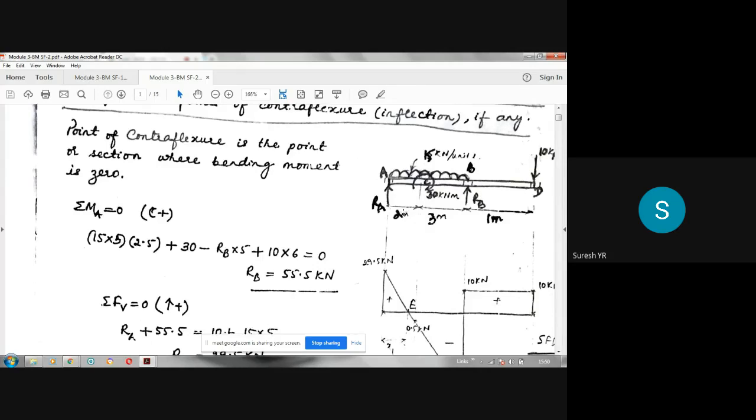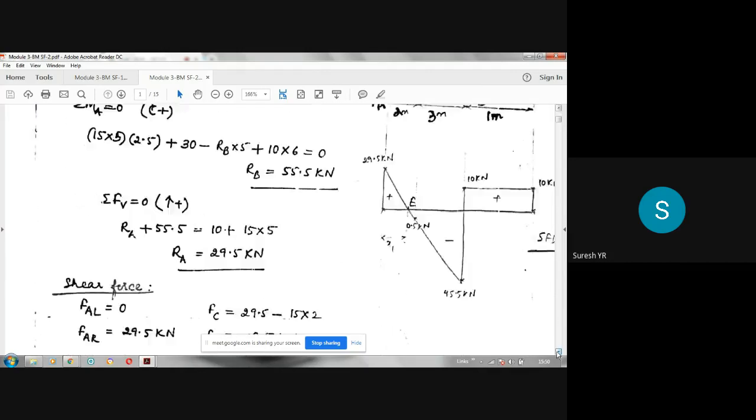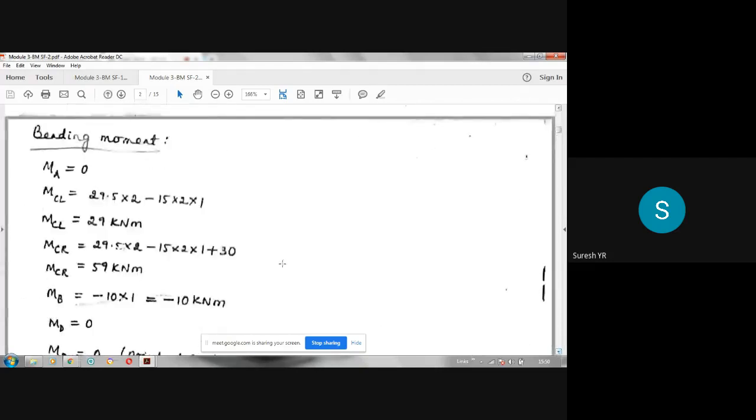So the value of bending moment just to the left of C will be 29.5 into 2 minus 15 into 2 into 1. So that value will be here. How much? Just see here. Kilonewton meter. 29 kilonewton meter is the value of bending moment just to the left of C.